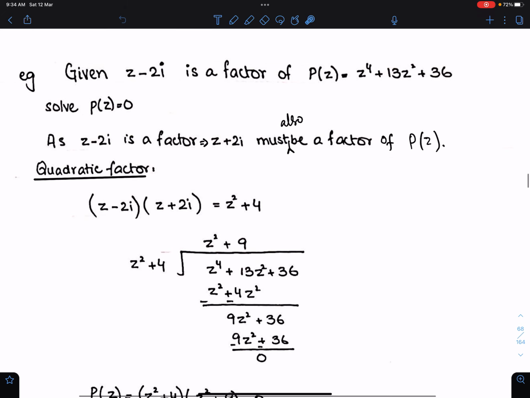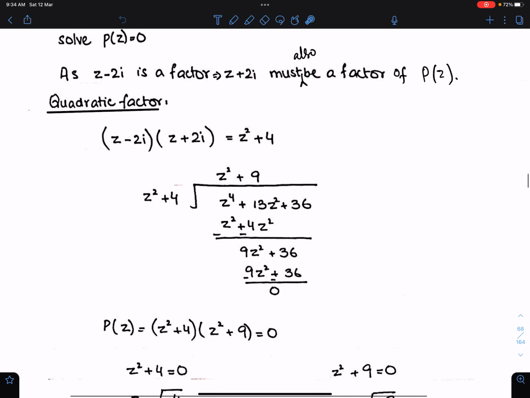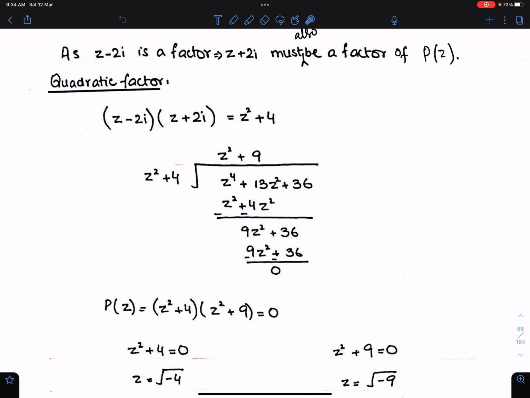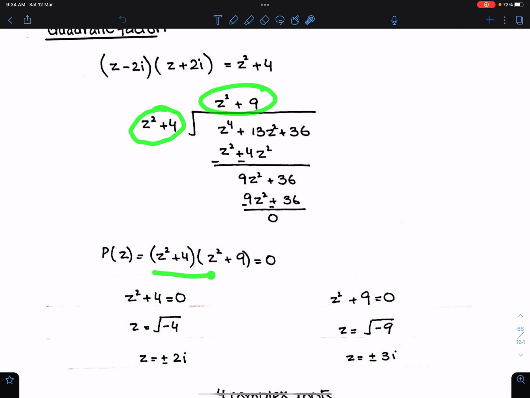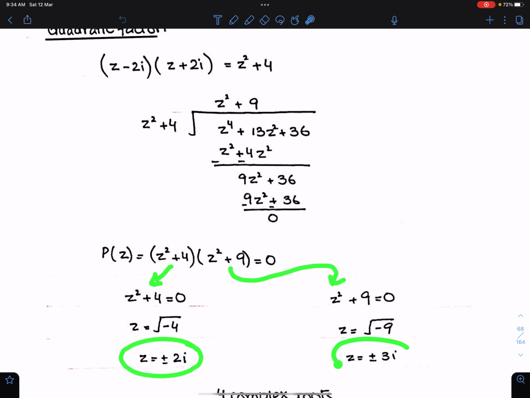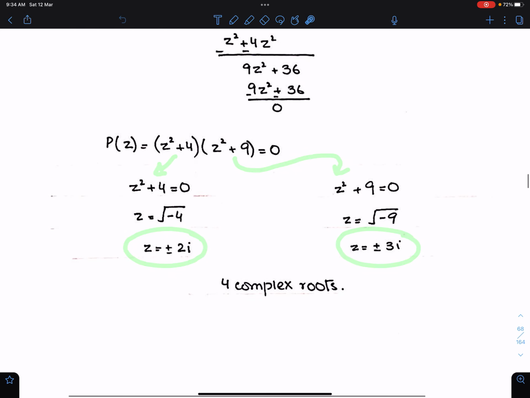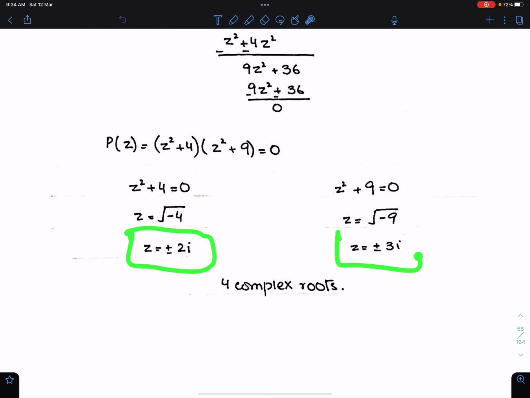Since this is a quartic equation, an equation of order 4, we must have 4 answers. So these are 2 answers and these are 2 answers. We have to solve this equation. When we solve this equation, we'll get plus minus 2i, and when we solve this equation, we'll get plus minus 3i. So these are 4 complex roots, 2 complex roots and 2 complex roots, hence 4 complex roots.